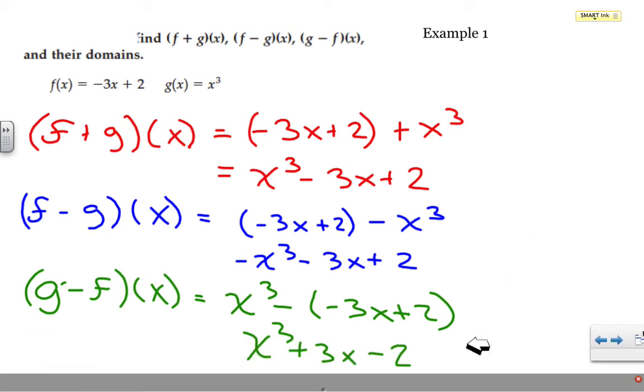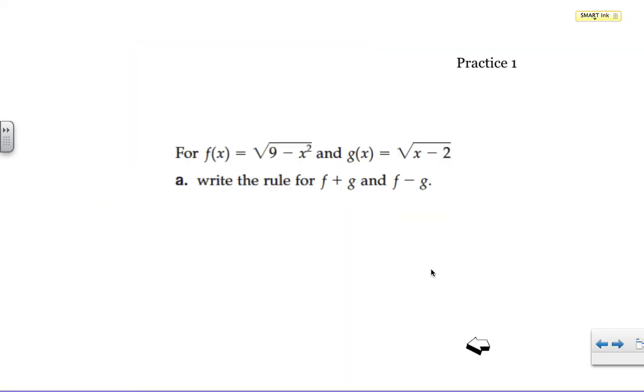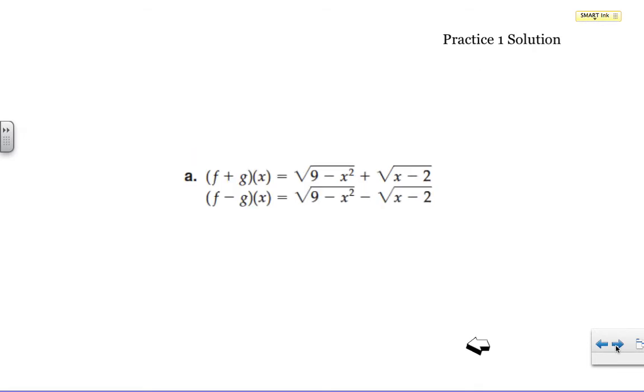Let's see if you can do practice problem number 1. Obviously it's a little more complicated because they are square roots, but the idea is the same. Add them together, subtract them from each other. So there are your answers. You couldn't simplify at all. How easy was that?